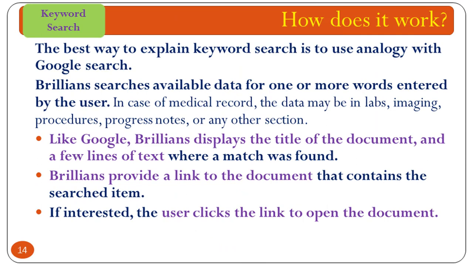The best way to explain keyword search is to use an analogy with Google Search. Brilliance searches the available data for one or more words entered by the user. In the case of the medical record, the data may be in labs, imaging, procedures, progress notes, or any other section. Like Google, Brilliance displays the title of the document, and a few lines of text, where a match was found. Brilliance provides a link to the document that contains the searched item. If interested, the user clicks the link to open the document.